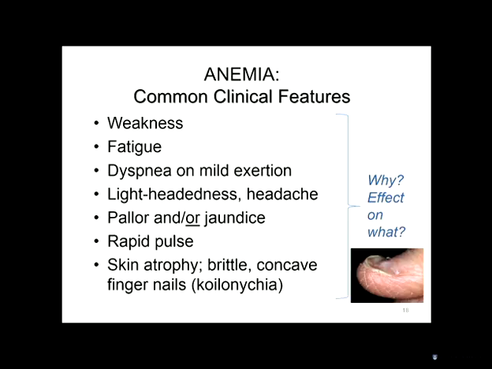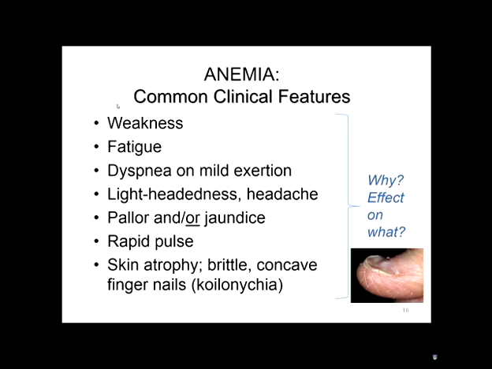All right, now, when it comes specifically to clinical features, we talked about weakness, fatigue, dyspnea on mild exertion, lightheadedness, we haven't mentioned yet, but yes, lightheadedness and headaches. Pallor and jaundice, rapid pulse, and skin atrophy with brittle and concave fingernails tend to be the more common features, provided the anemia is severe enough. Mild anemias generally don't produce much in the way of common features.